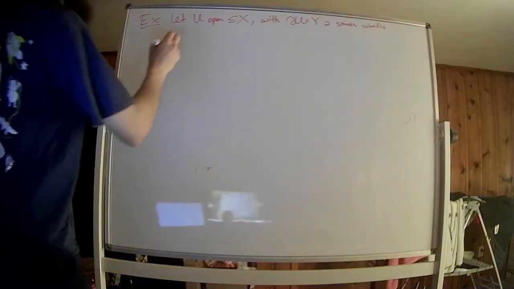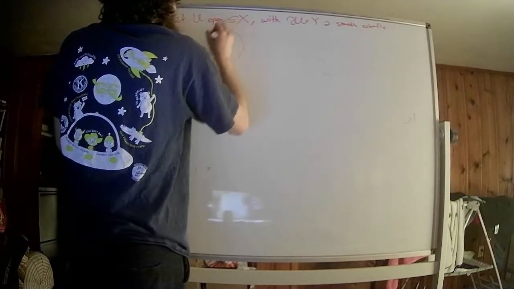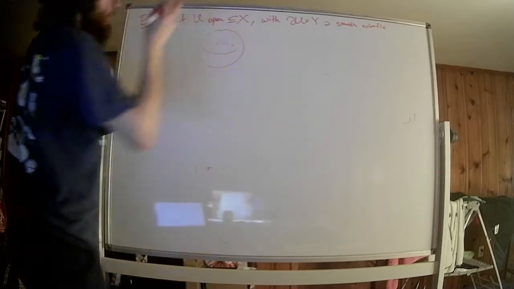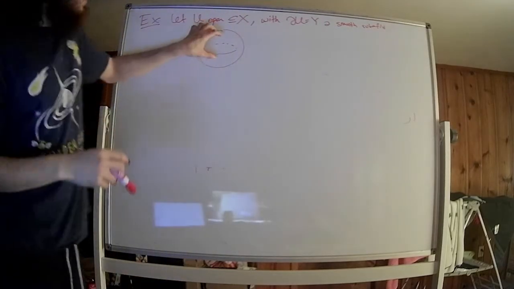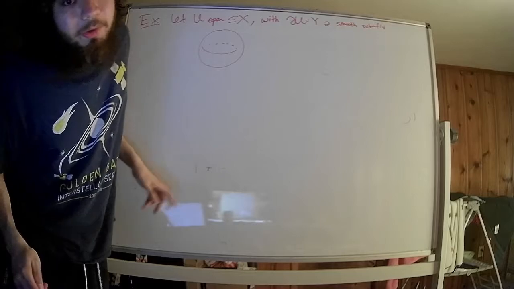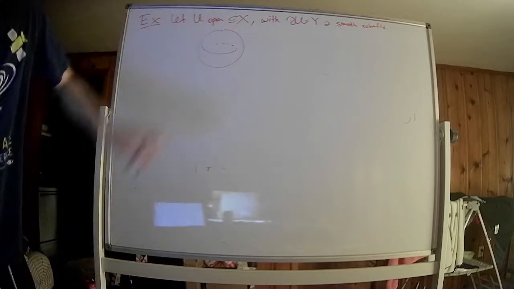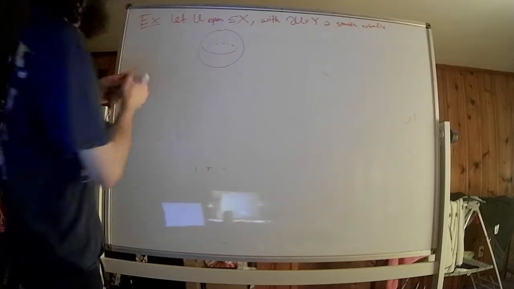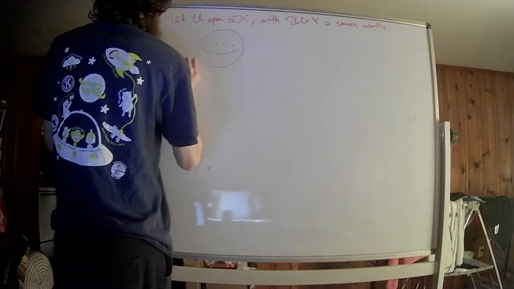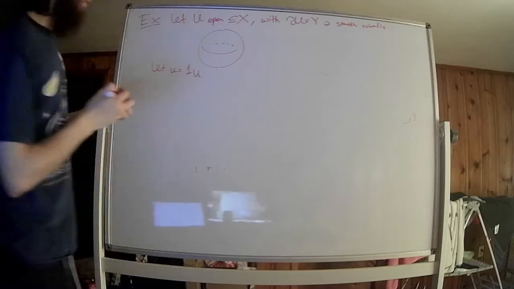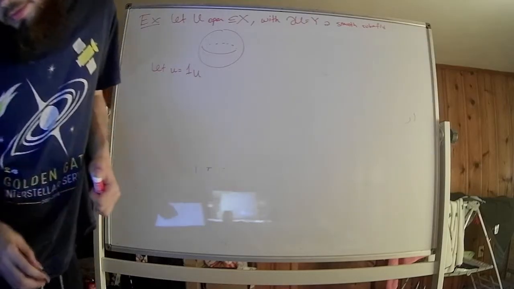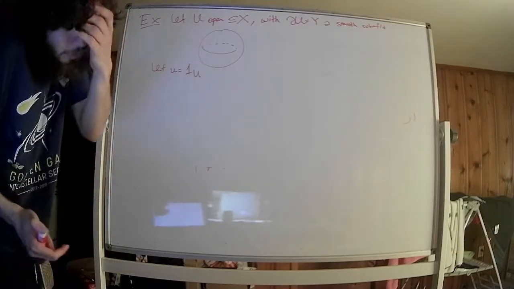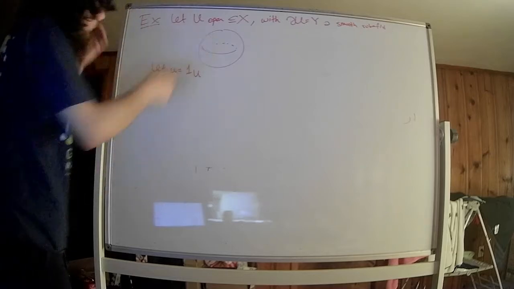And the point is that its boundary should be a smooth submanifold. So maybe X is like R3, and U is some ball, and then its boundary Y is like a sphere, for example. Okay. And let little u be the indicator function of the open set. And so it's pretty natural to think just what should this wavefront set be?